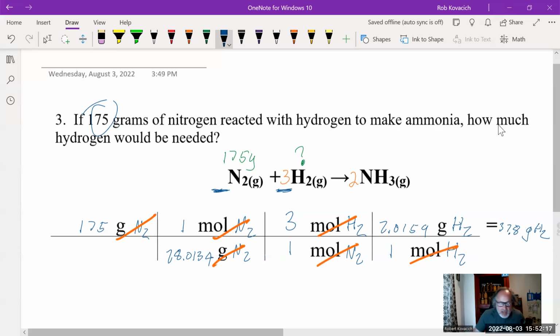That's it. So now if I take 175 grams of ammonia and I add 37.8 grams of hydrogen gas, the nitrogen and hydrogen will run out at exactly the same time. And so 175 plus 37.8, that's going to give me 212.8 grams of ammonia created. That's it. That's how you do these problems.